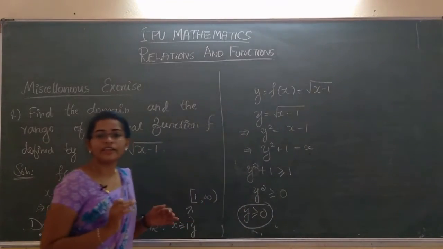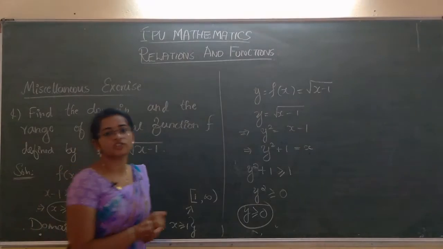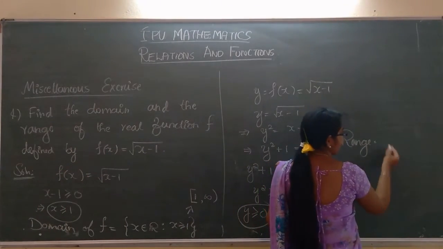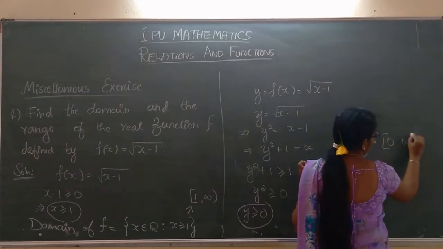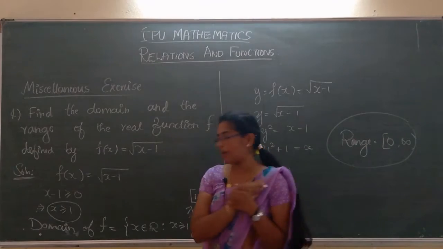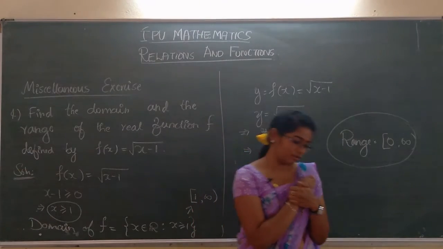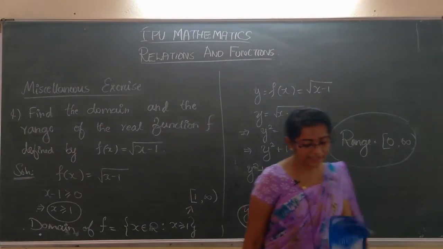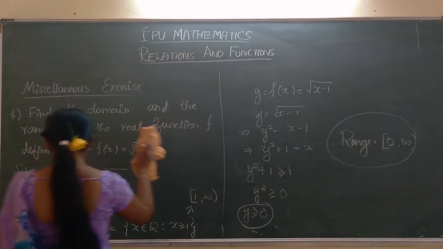Okay. This is how I get the range of the function. So, range is 0 comma infinity. This is the range of the function f of x is equal to square root of x minus 1. Okay. I hope this is clear now. Coming to the next problem.